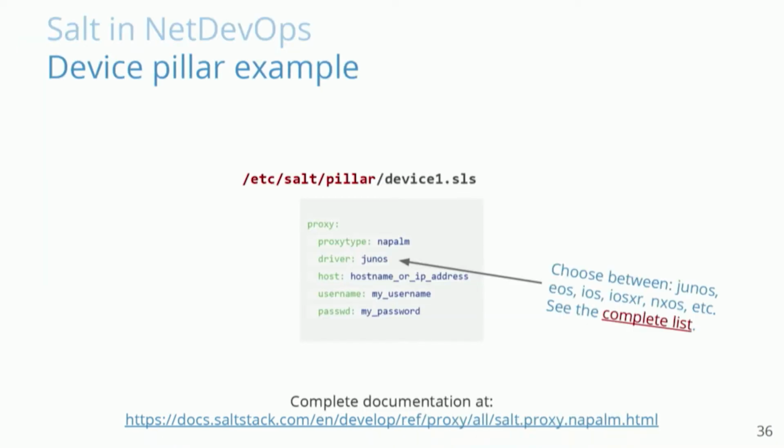And from a Salt perspective, to be able to manage uniformly all your network devices, you only need to put in a pillar a configuration like that. You only need to say the proxy type is Napalm, and then the driver being the operating system of the device you want to manage. And you can choose between Junos, IOS, IOS-XR, and so on. So that's the only difference you will see when you manage network devices using Napalm. Only this field, that's all. From there on, everything is consistent and looks the same when you run a command on your network devices.